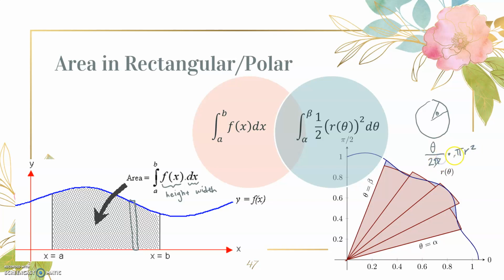The pi's wind up canceling, and so that's why this is r squared, because you're taking the radius squared, and actually this theta is your little tiny change in theta. So that's also why you have a 1/2. So that formula is how you find area in polar. It's not just doing the integral of the function.